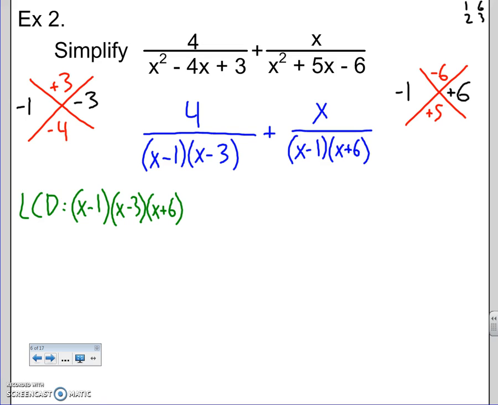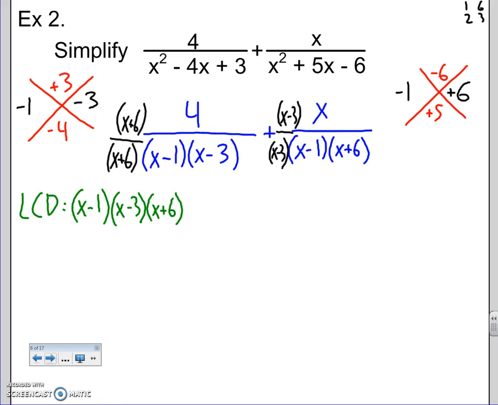All of our denominators must have those 3 things. Our first one only has 2 of them. It has x minus 1, x minus 3. It's missing the x plus 6. So I'm going to put an x plus 6, I'll do it like this, x plus 6 over x plus 6. All right, the second fraction has x minus 1. It's missing the x minus 3. All right, so see, both my denominators have all 3 things.